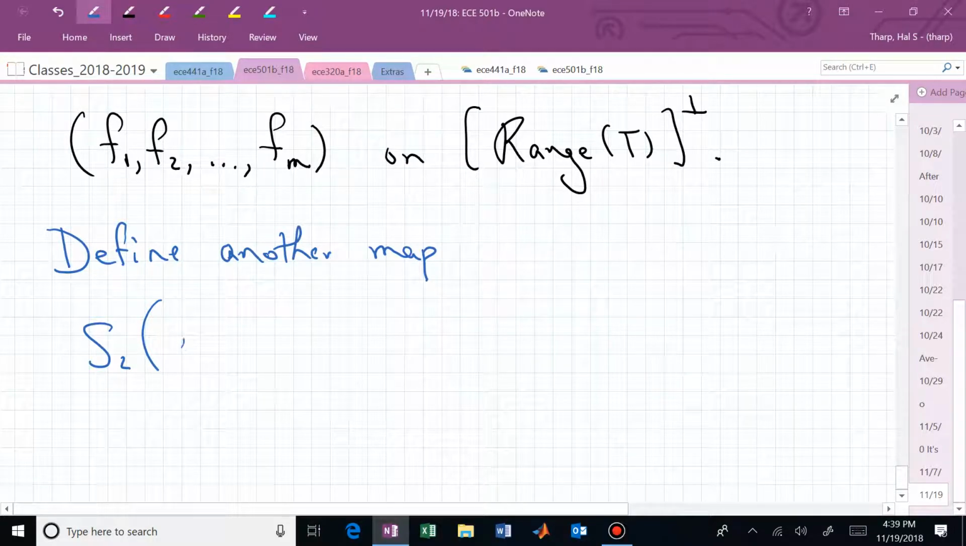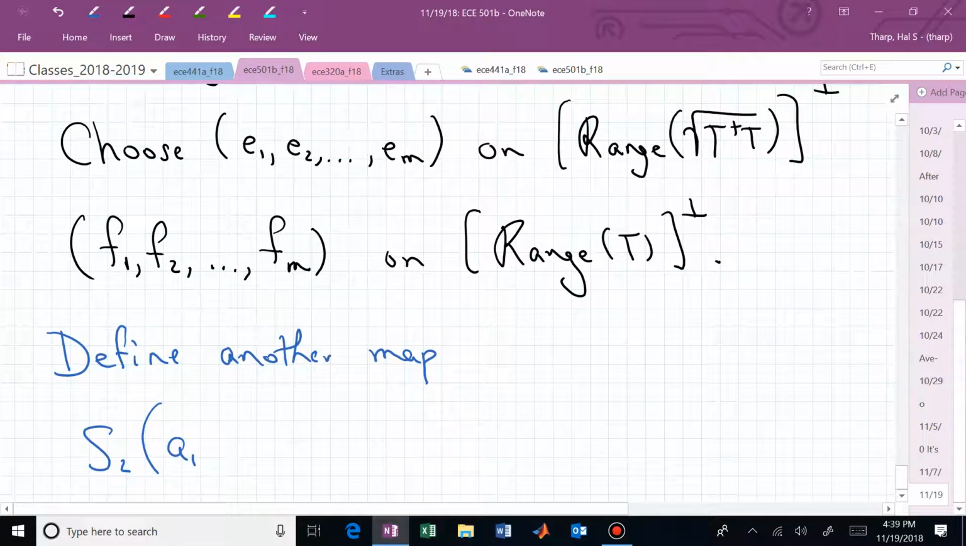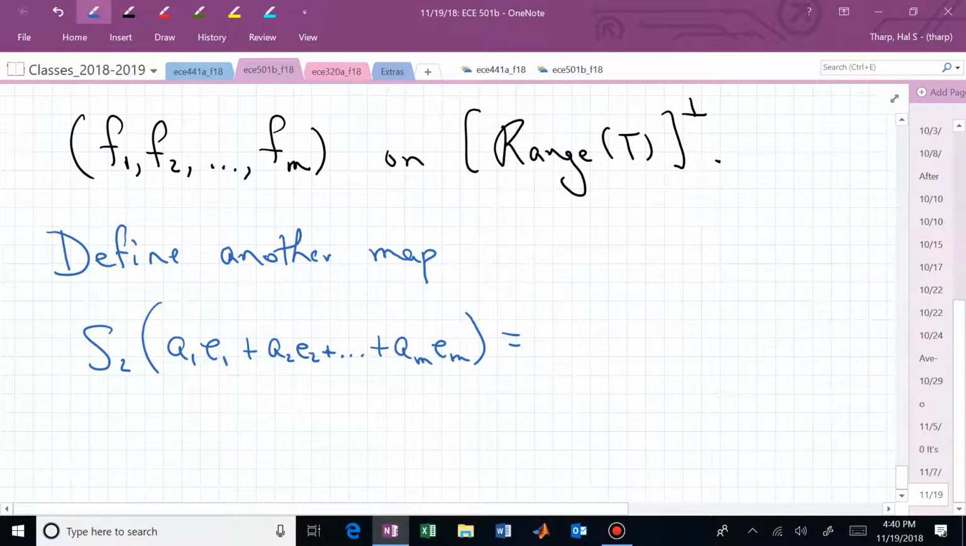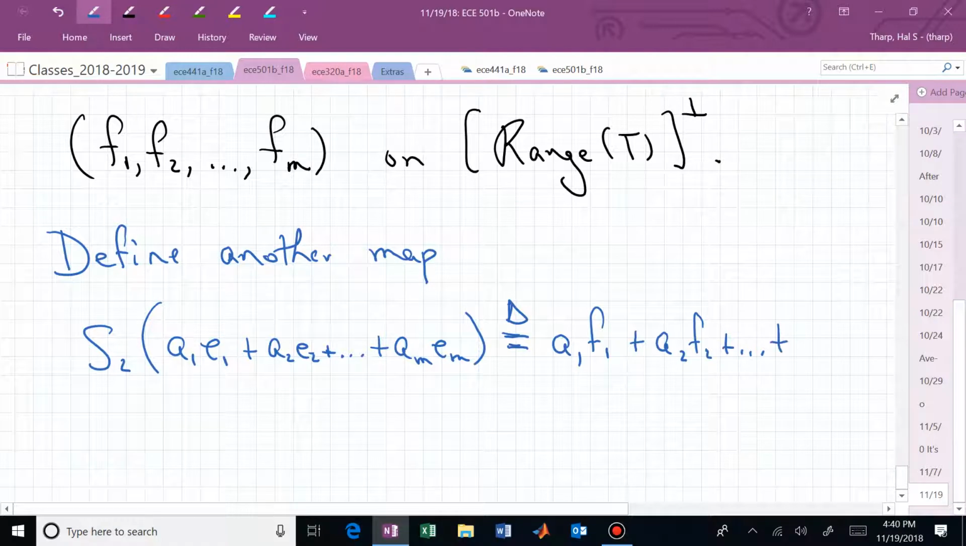S sub 2 applied to some generic vector in the orthogonal complement of the range of T dagger T. So it's some linear combination of these e's, and let's say that it's a1 e1 plus a2 e2 up to a sub m e sub m. We're going to define the map S sub 2 such that that takes us to a1 f1 plus a2 f2 plus a sub m f sub m. That's how we are defining S sub 2.